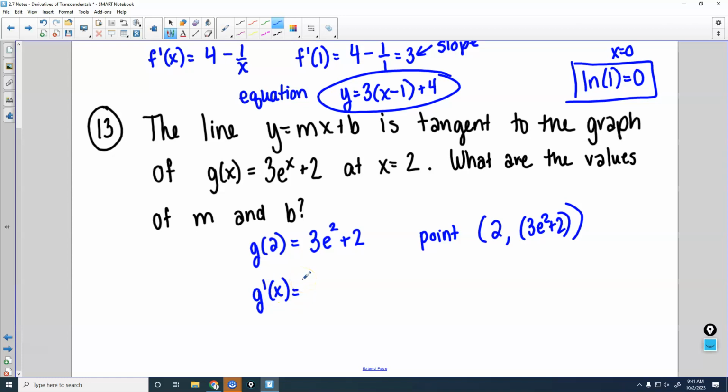Remember, each of the x's are the easiest derivative. Miles, what would the derivative of this be? Yeah, that's it, because the 2 will go away. It's just a constant, right? Derivative of 2 is just 0. So we just got 3e to the x. So g prime of x is 3e to the x. We've got to plug in 2. So we got 3e squared. That's our slope.